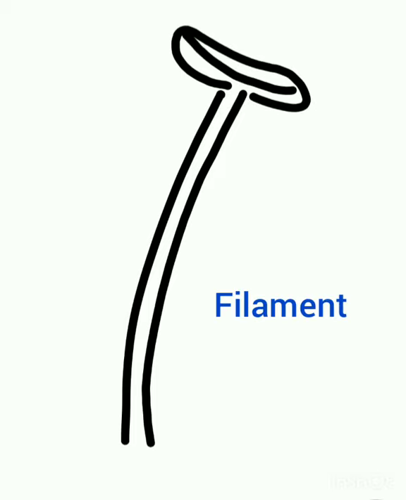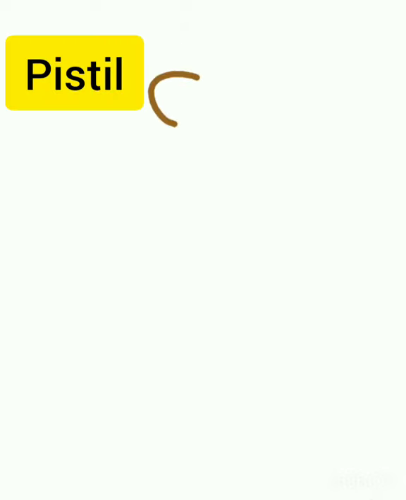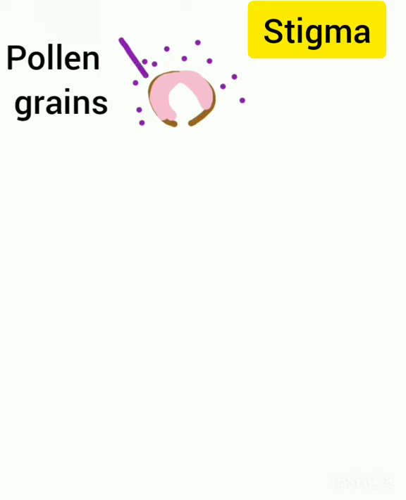Stamen has two parts. The lower one is filament and the upper one is called anther. Anther carries pollen grains and filament hangs the anther. Next is pistil. The uppermost part of the pistil is called as stigma. Stigma secretes certain sticky substance and this sticky substance helps to attach pollen grains towards it. So here these are the pollen grains which are attached towards the stigma.